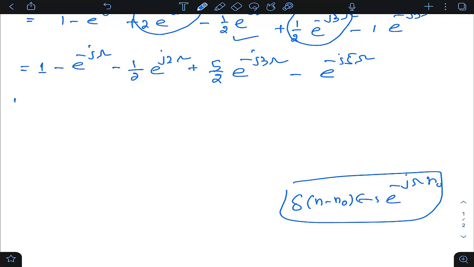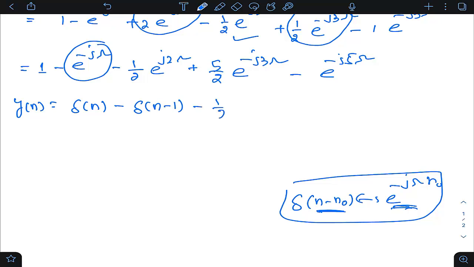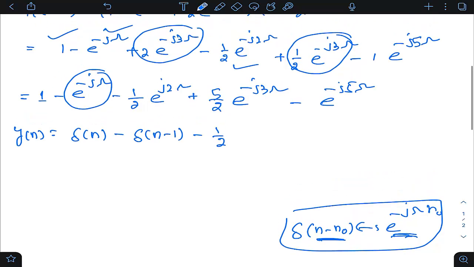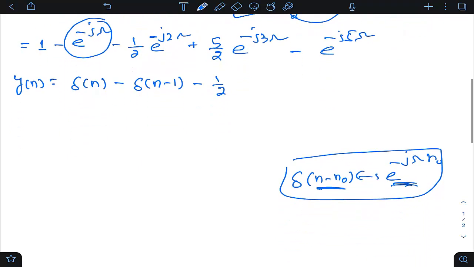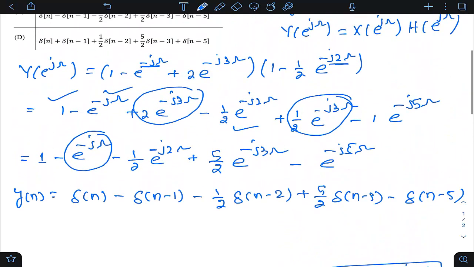So if I do that, y of n is equal to 1 corresponds to delta n, then minus, so this corresponds to, if you compare with this, your n naught value is 1. So if you substitute n naught equals 1 in this equation, it is delta of n minus 1. Then you have half of, this is minus, students, not plus. Then if you substitute n equals 2 here, you get delta of n minus 2, then plus 5 by 2 of delta of n minus 3 minus delta of n minus 5. So this is what you are getting.